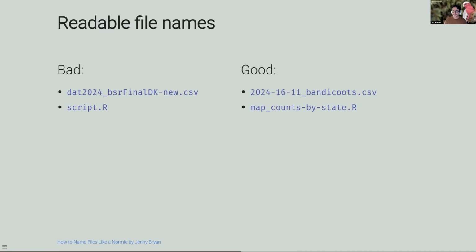On this good side, though, there's a date, usually in year, month, day, which organizes a lot better on your computer. And then it says what it is. Like I have Bandicoot data, or it's a map, and then here's what the map is. And notice that I've used an underscore to separate those things. So there's a date, underscore, and then what it is. So you can create these patterned sections of information in your file naming.